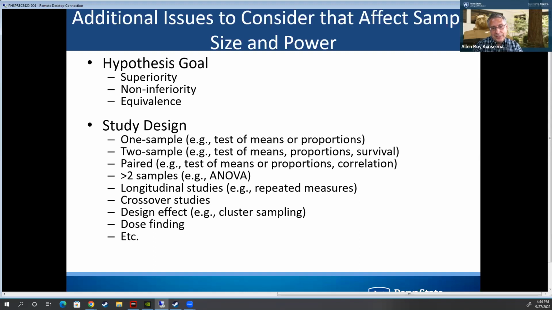You can have crossover studies. A crossover study is where a subject may start out on treatment A, and after a period of time, they switch over and get treatment B. So actually each subject would get both treatments, A and B.